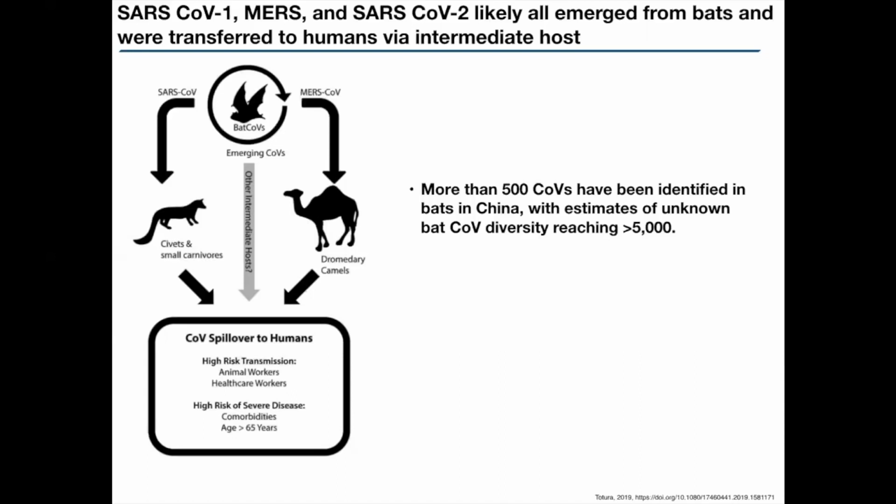I should mention that these are certainly not the only coronaviruses in bats. More than 500 coronaviruses have been identified in bats in China, and the estimates of unknown bat coronavirus diversity reach into the thousands, indicating that these are probably massively undersampled in the bat population. And I think this is also important because it suggests that this current pandemic strain of coronavirus 2 is unlikely the last we will see of coronaviruses.